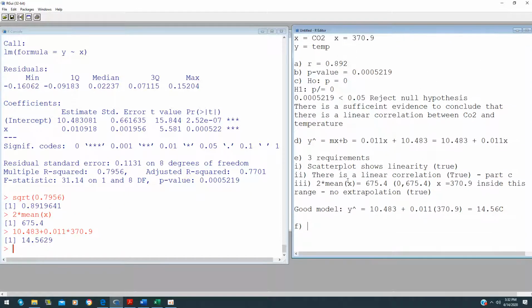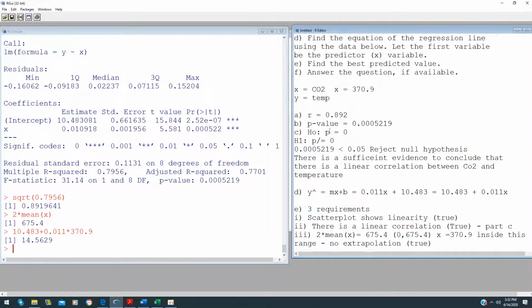So you have to go through these 3 requirements. Yes, someone asked me, do you want to put this in your test? Do you want points? So this costs you 3 points here. If you did not do this 3 requirement test and you just simply plug into this model, you automatically lose 3 points here. Okay, so next question is to answer the question.